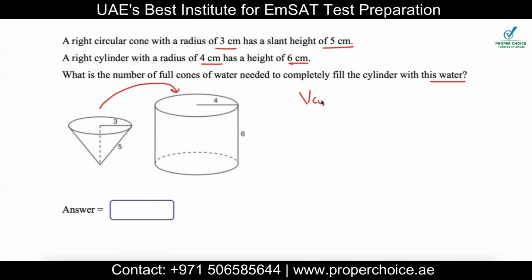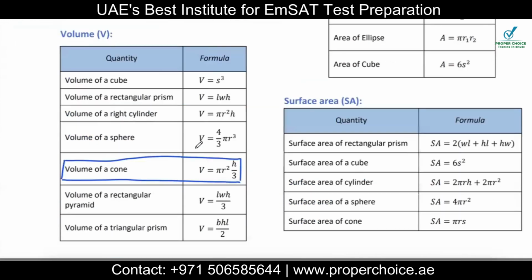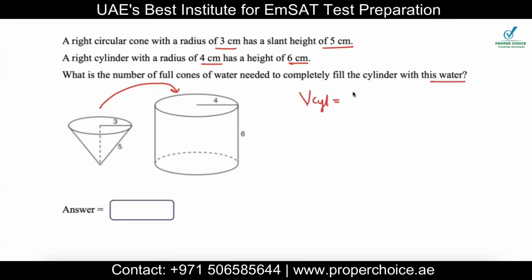So the volume of the cylinder here is, as they have already given us the formula, pi r square h. Just use it as pi r square h. They gave us the radius of the cylinder as 4 centimeter, and the height is 6 centimeter. Just put it as pi times 4 square times 6. That is the volume of the cylinder. Also find the volume of the cone. I'm not simplifying further because we need to divide it, or you can do it, it doesn't matter.